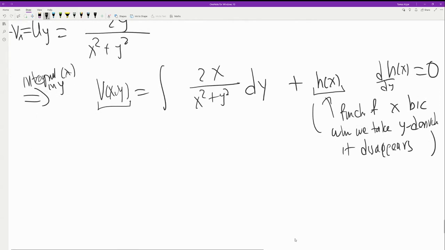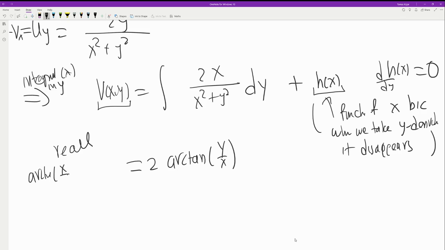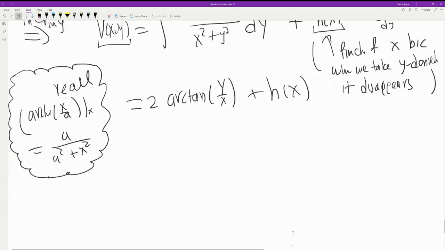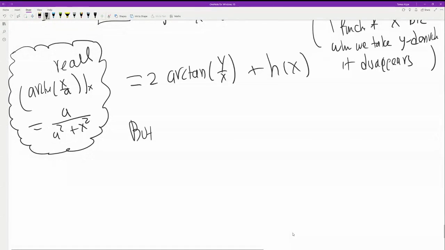So if we want to go from a derivative expression to integration, we have to include the x constant. Okay, so let me do the integration. This is just the arctan, right? So we have 2 times arctan of y over x. So recall, arctan of x over a, derivative in x is a over a squared plus x squared. And then plus h of x. Good. All right. But we still need to find h of x.